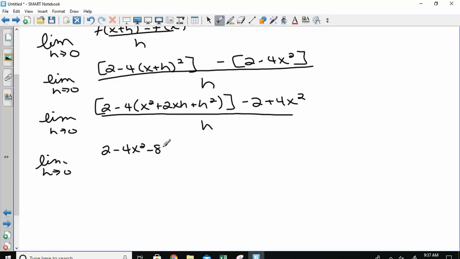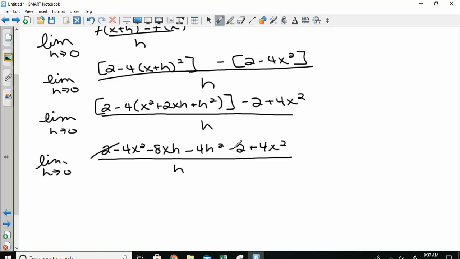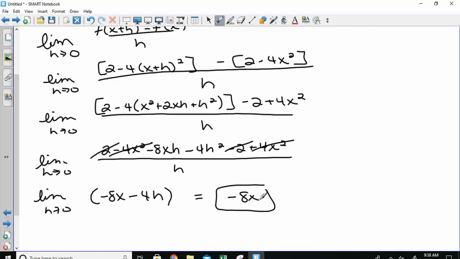So I get 2 minus 4x squared minus 8xh minus 4h squared, minus 2 plus the 4x squared. And what happens? The 2's cancel, the 4x squareds cancel. Everything left is divisible by an h, which should work out if you've done your work correctly. So you get negative 8x minus 4h. Plug in a 0 for your h. My answer is negative 8x.